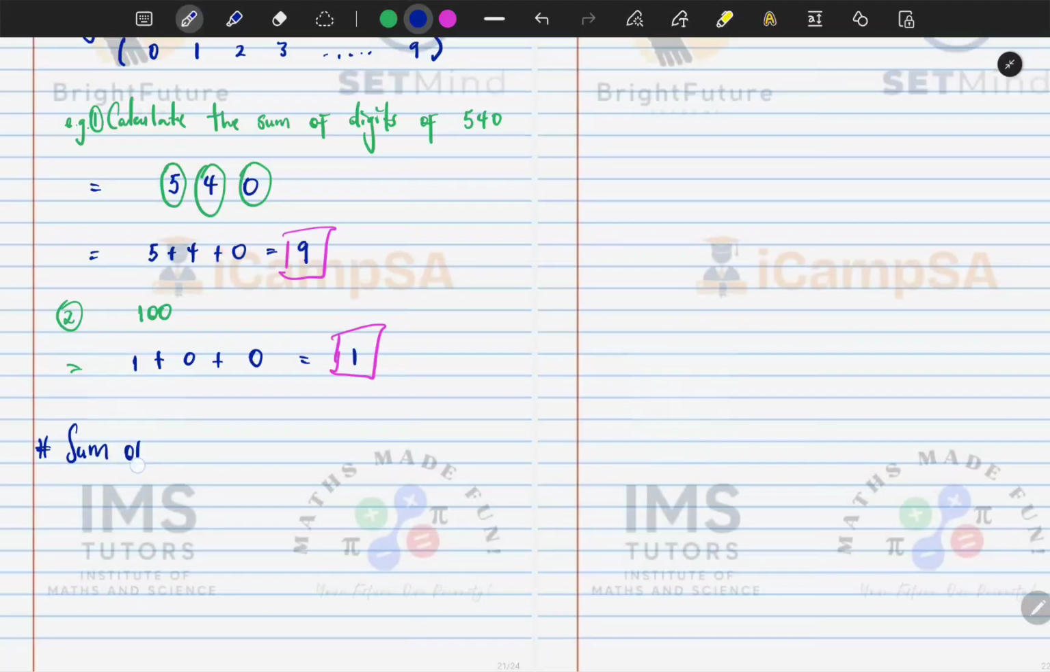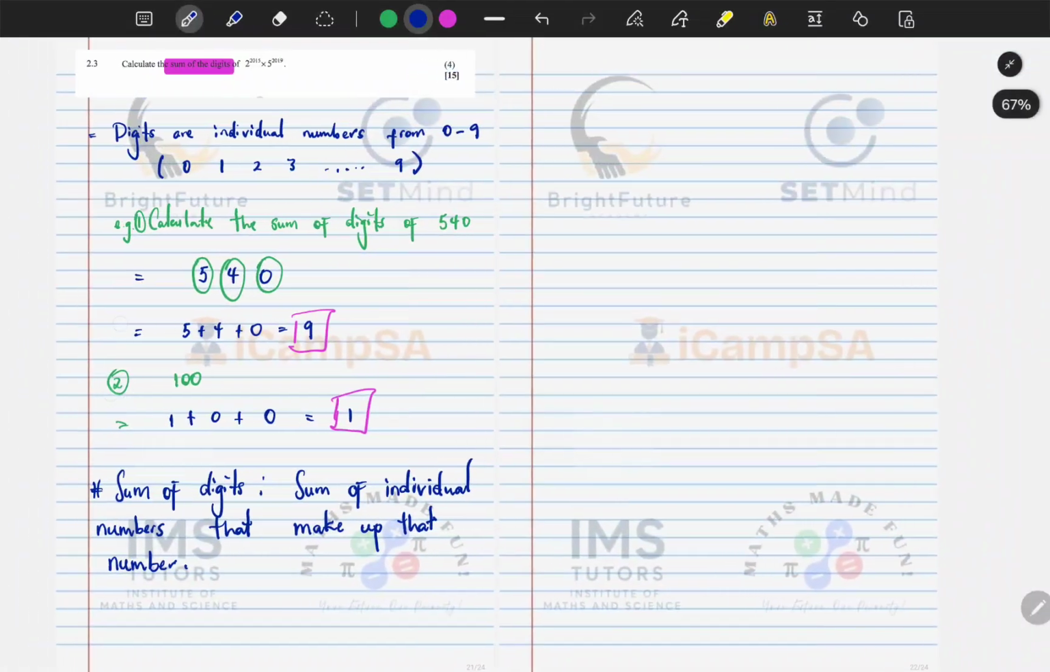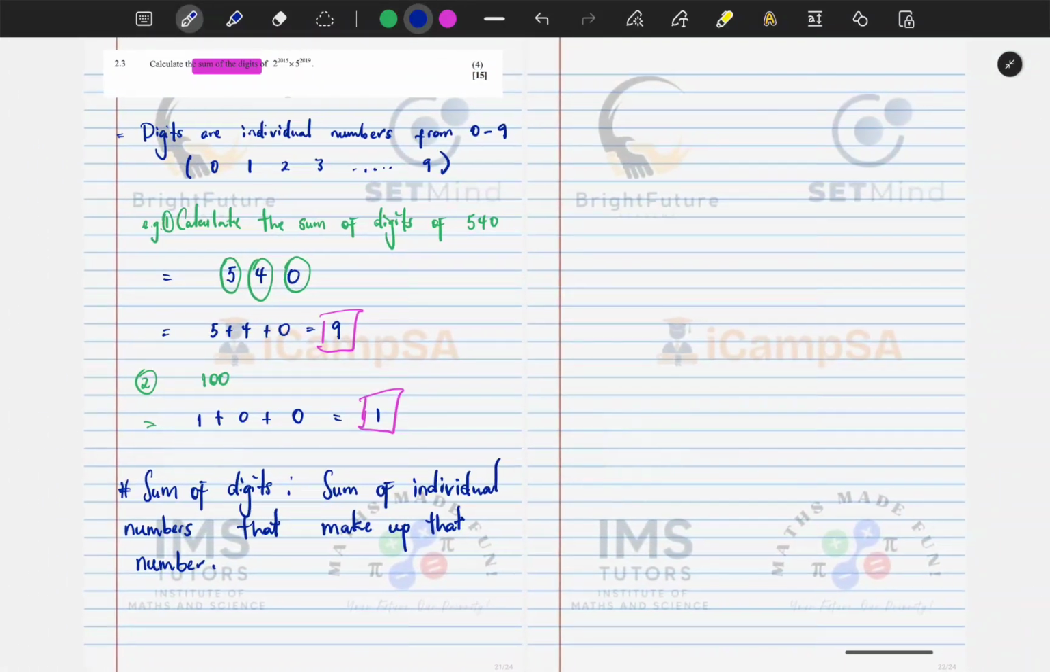So calculating the sum of digits means that we look at the sum of the individual numbers that make up that number, right? So this is what we need to understand.